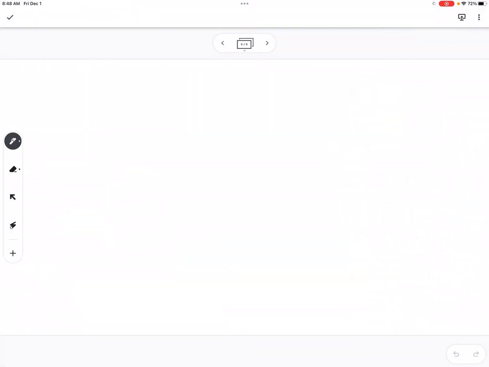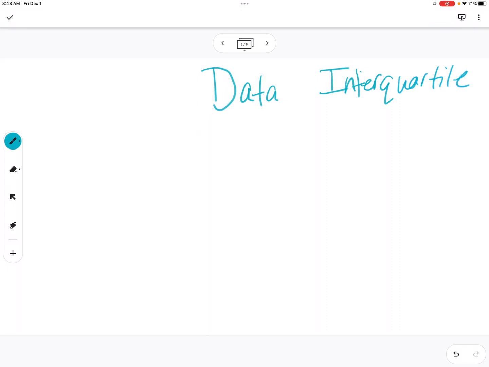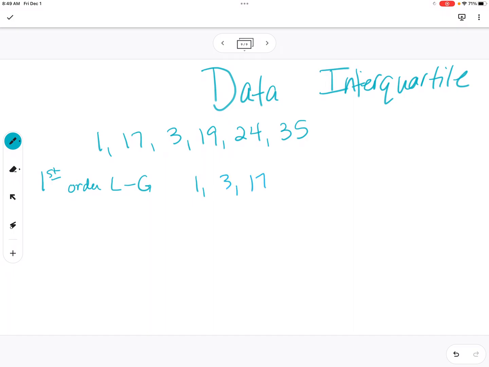Okay, today we're going to look at data and talk about the interquartile range. Let's say we have a data source of a few different things. The first thing you always do is put them in order from least to greatest. So you're going to say 1, 3, 17, 19, 24, 35. Is that right? 1, 2, 3, 4, 5, 6. Good. So that's what we do.